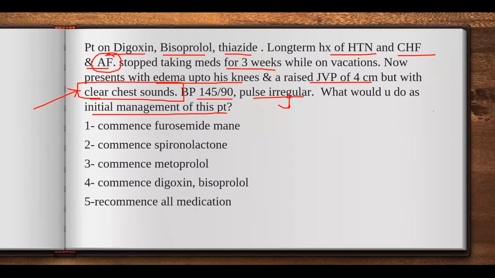So what we have got in here, this is a CCF patient, congestive cardiac failure, on the background history of hypertension and AF, stopped taking medication for 3 weeks and now come back with the edema up to the knees. JVP is elevated, but no dyspnea. So what do you want to do first in this patient? You want to commence furosemide, spironolactone, metoprolol, digoxin, bisoprolol, or recommence all medications. Remember, I talked about this in our discussions.